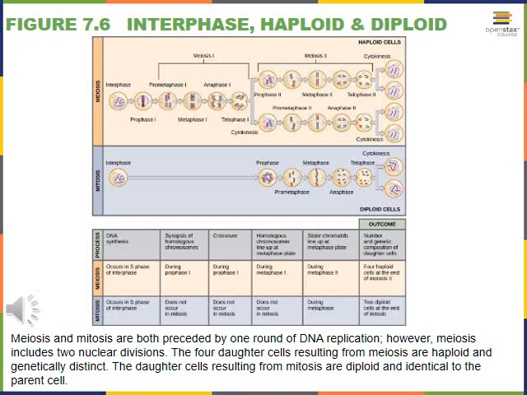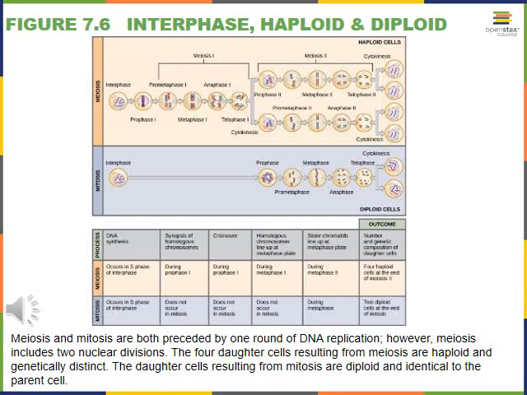Sister chromatids line up at the metaphase plate. That happens during metaphase 2, and in mitosis it does occur. It happens during metaphase. Remember, mitosis just has one metaphase. It doesn't have a metaphase 1 and a metaphase 2. It just has a metaphase.